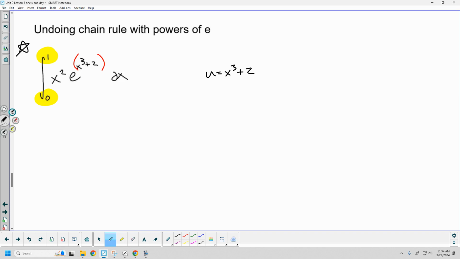Then you can't use this technique. Great question. And it wouldn't be an antiderivative that undoes the chain rule, because it's not something that comes from the chain rule.